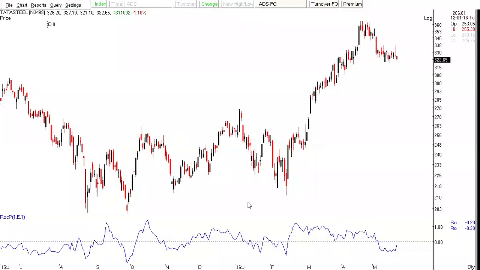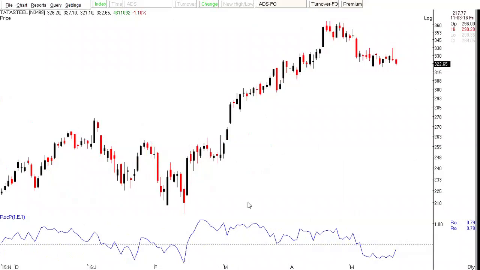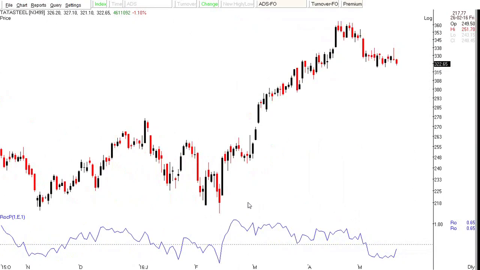Now here comes the crux of the entire story. The crux of the entire story is very simple: when the blue line is above the 0 line, so from this point till this point, right? From this point, that's the 15th of Feb 2016 till 5th of May 2016, the value of this blue line was positive.